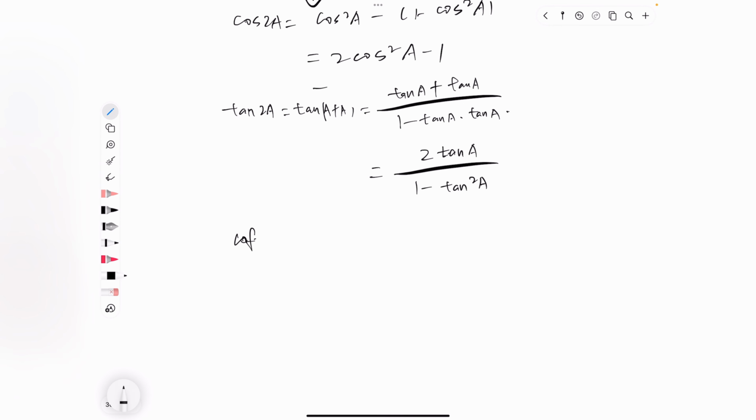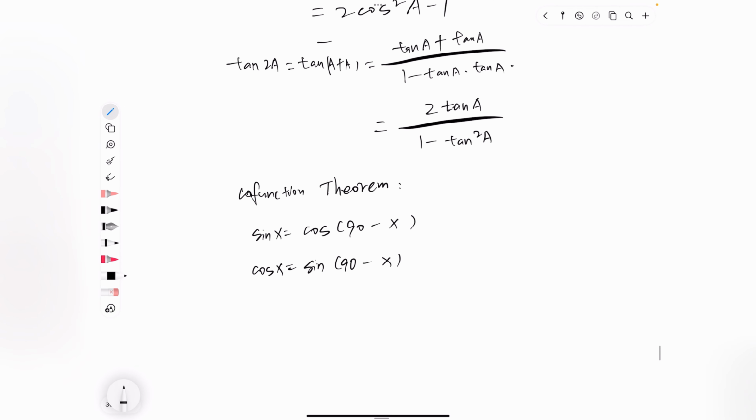Cofunction formula. Cofunction theorem: you have sine x equals cosine 90 minus x. Cosine x equals sine 90 minus x. We have tangent x equals cotangent 90 minus x.